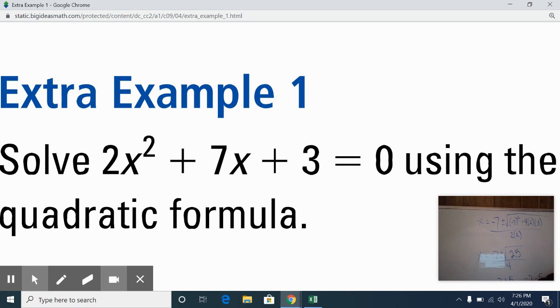Negative 7 plus 5 gives me negative 2. Negative 2 divided by 4 is negative 0.5. So one of my answers is negative 0.5. The other, negative 7 minus 5, is negative 12. Negative 12 divided by 4 is negative 3. Okay? So my final answers are x equals negative 0.5, or, it doesn't really matter, negative 3.